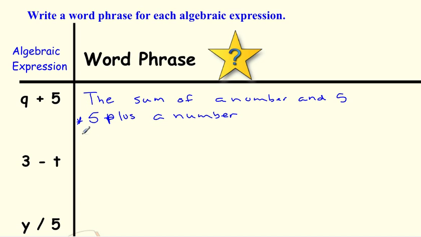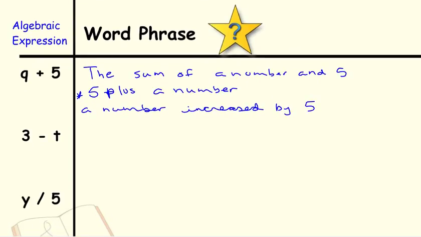However, I could say a number increased by 5. Uh-oh, you can tell I'm trying to write fast when the cursive kicks in. A number increased by 5. So let's you try this next one. And be careful, because that can be a tricky one.